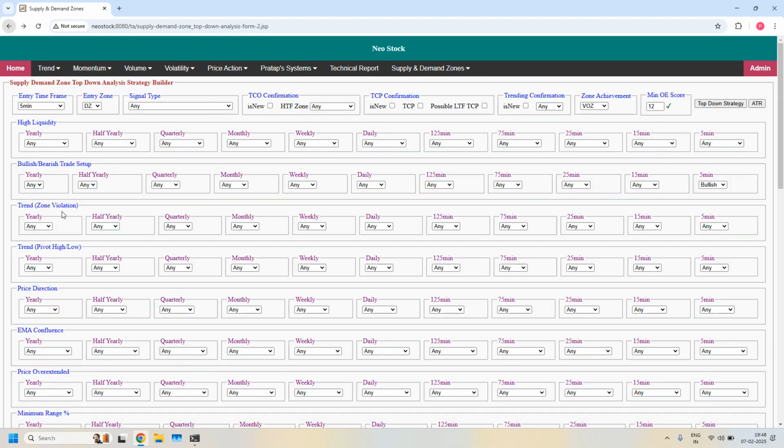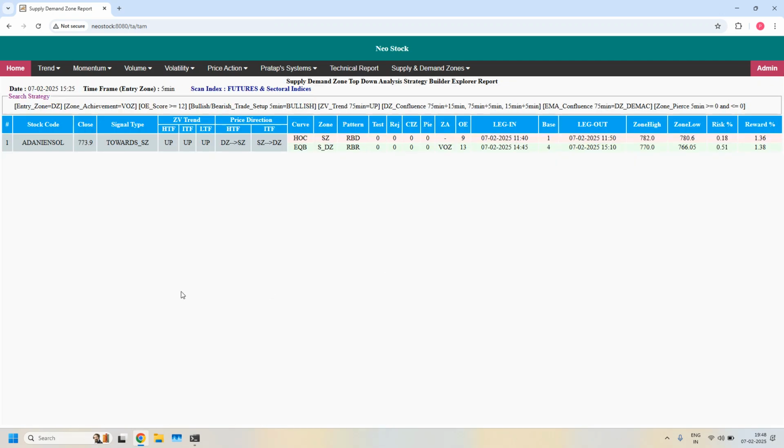Let us verify first 2 stocks. In the EMA confluence at 75 minutes time frame, I am setting the filter 75 minutes demand zone having daily EMA confluence, and the 75 minutes trend should not be sideways, it should be up because it is bullish trade setup. So one stock is filtered. So this is even more high probability trade setup. Moreover, it is a 5 minutes high liquidity zone.